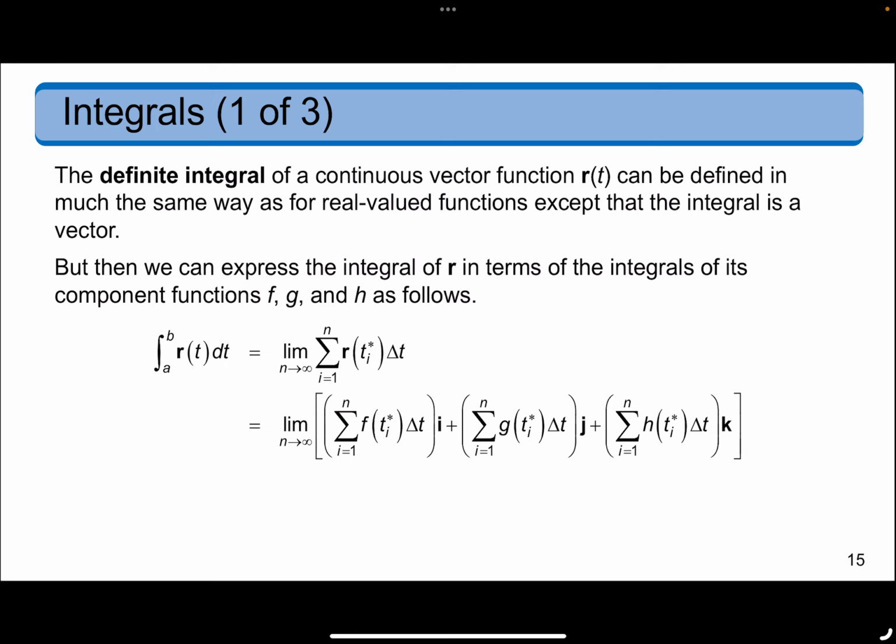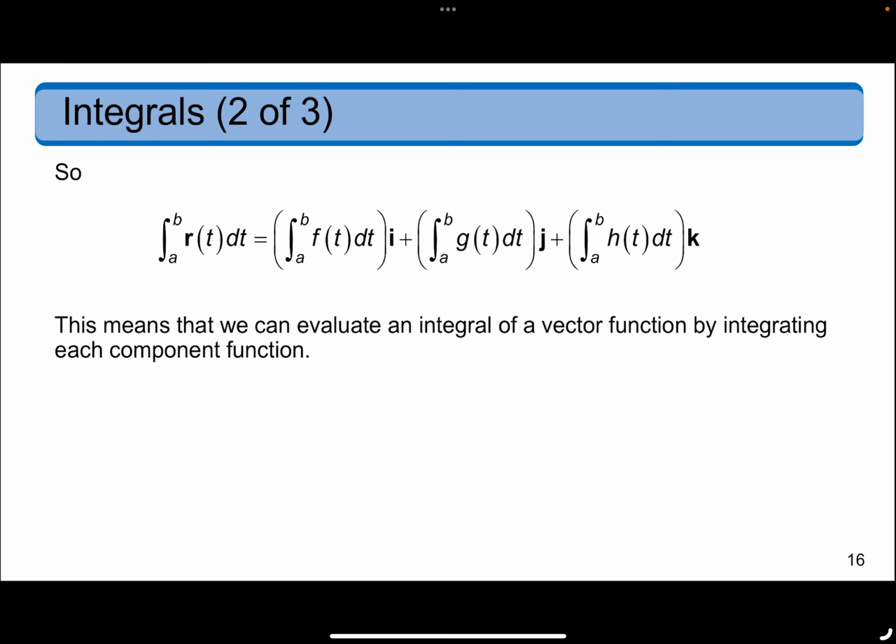So this is the Riemann sum, the definition of the definite integral for functions. We just take the summation over all of these small rectangles as your delta t approaches 0 and your n approaches infinity.